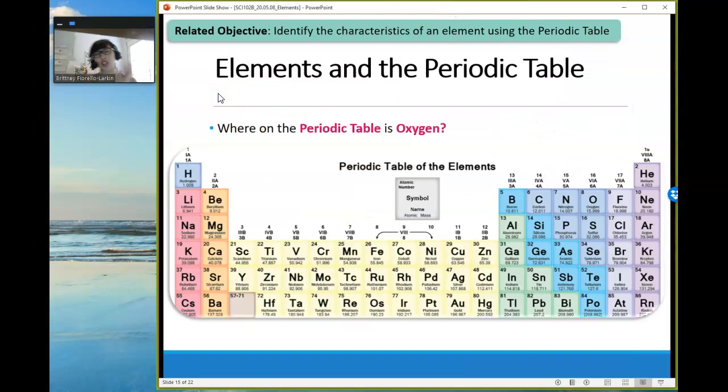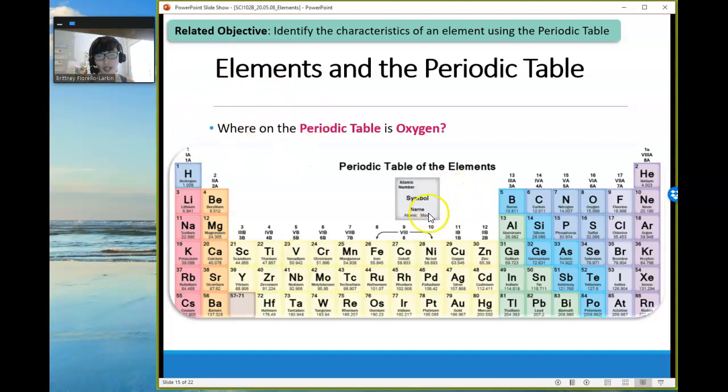Moving on. All right, so where on the periodic table is oxygen? Again, this is super important that you begin to become familiar with the periodic table. That's going to be in Monday's lesson as well. But the periodic table is extremely important because it has so much important information on it, and we can figure out a lot about atoms on here.